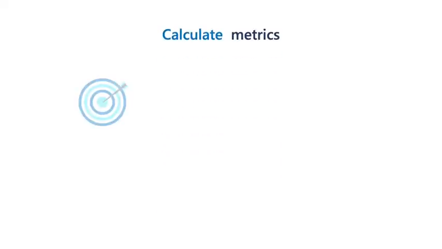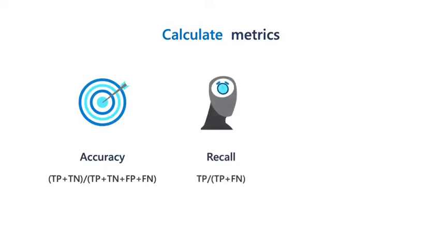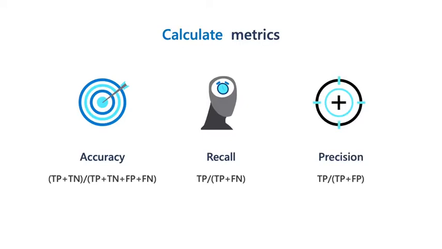From these core values, you can calculate a range of other metrics that can help you evaluate the performance of the model. For example, accuracy: of all the predictions, how many were correct? Recall: of all the cases that are positive, how many did the model identify? Precision: of all the cases that the model predicted to be positive, how many actually are positive?